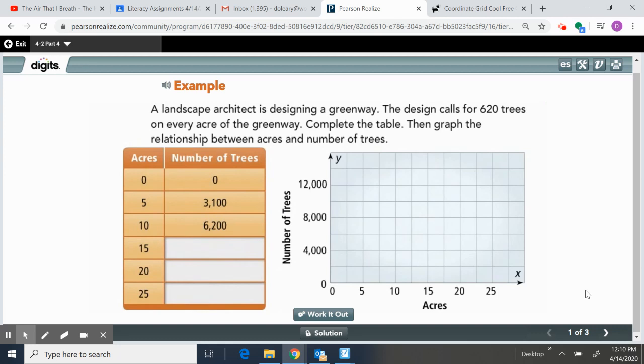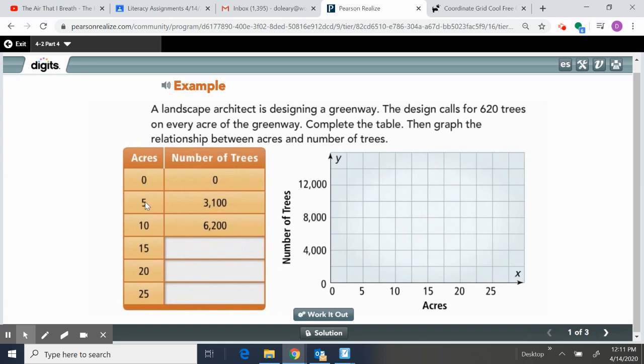It says a landscape architect is designing a greenway. The design calls for 620 trees on every acre of the greenway. Complete the table, then graph the relationship between acres and number of trees. Again, you can't type into these spots here, and you can't plot the points on here. What we're going to do is look at what pattern do we see, and how would that line up with the graph here. So we can see the acres are going up by 5.